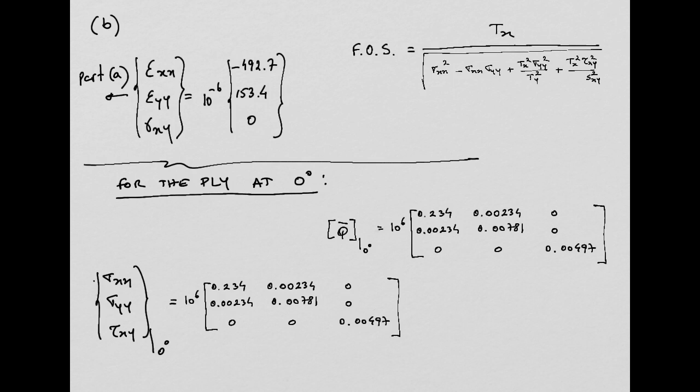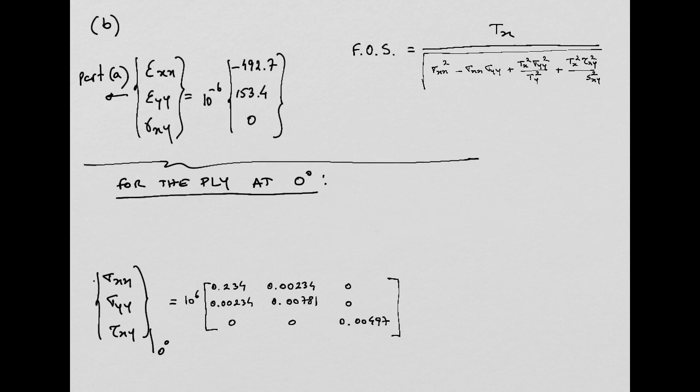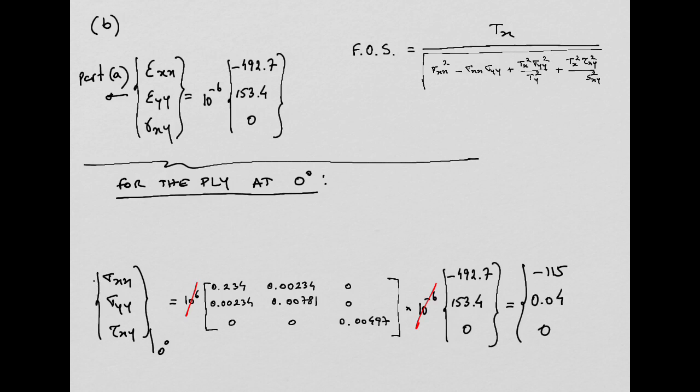Okay. Times my deformation, which is this one here, we calculated in part A. Okay? That's it. So this 10 to the power 6 cancels out with this 10 to the minus 6. And then the result you get for this ply at 0 degrees is, where is it? Is here. Minus 115, these units are megapascal, 0.04, this is almost zero, and this is zero. Okay?